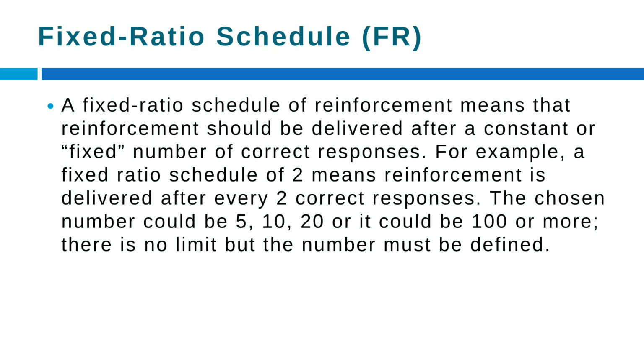Fixed ratio schedule. A fixed ratio schedule of reinforcement means that reinforcement should be delivered after a constant or fixed number of correct responses. For example, a fixed ratio schedule of 2 means reinforcement is delivered after every 2 correct responses.